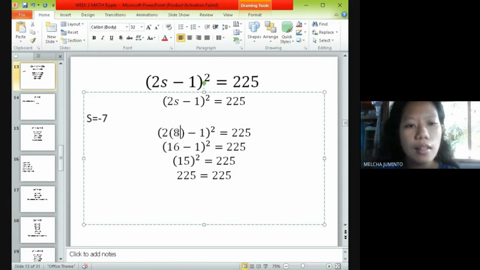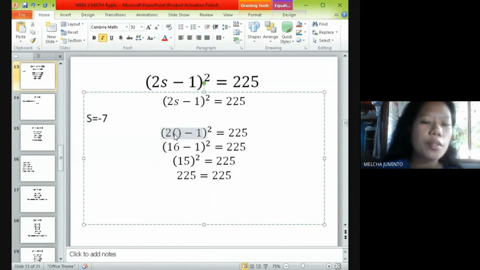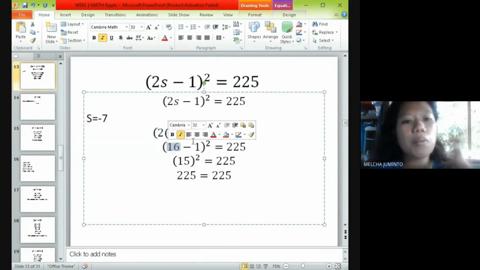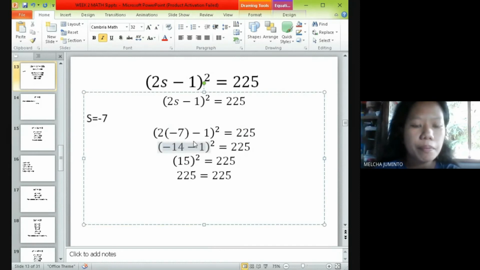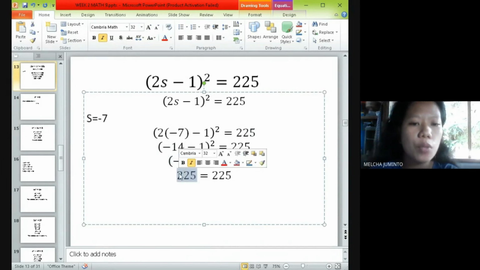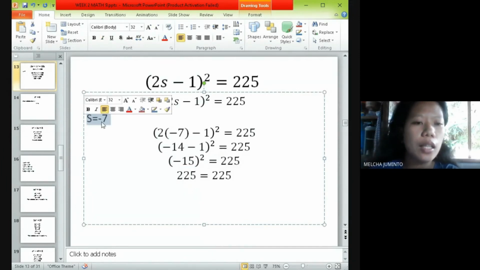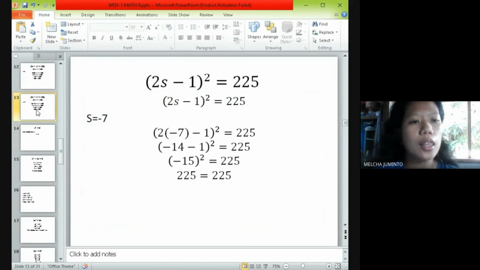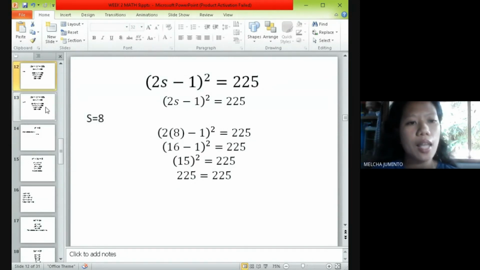Let us replace negative 7 in the equation. So we have, instead of 8, we write negative 7. Next, 2 times negative 7 is negative 14. Negative 14 minus 1 is equal to negative 15. And then square negative 15, meaning negative 15 times negative 15. The result is positive 225. Therefore, it proves that negative 7 is also a solution of the equation. That gives us the proof that the solutions for the quantity 2s minus 1 squared equals 225 are the numbers 8 and negative 7.